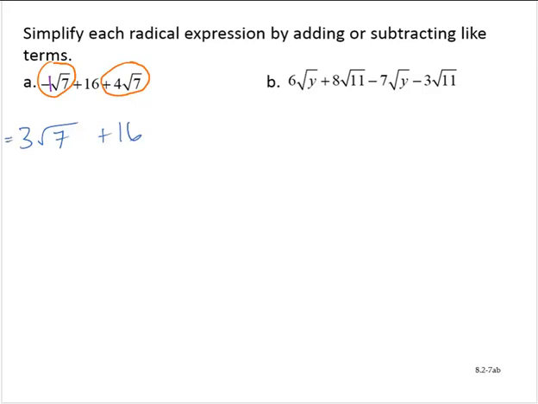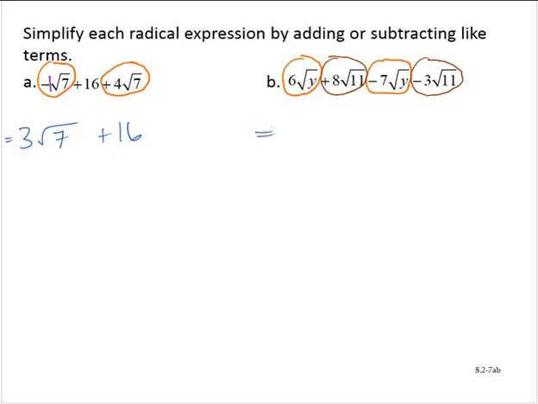Exercise B. 6 times the square root of y plus 8 times the square root of 11 minus 7 times the square root of y minus 3 times the square root of 11. Again, let me identify the like terms. Let's see, I have a 6 times the square root of y and a minus 7 times the square root of y. Those are like terms. And in another color, I'll use brown here, plus 8 times the square root of 11 and minus 3 times the square root of 11. Those are like terms.